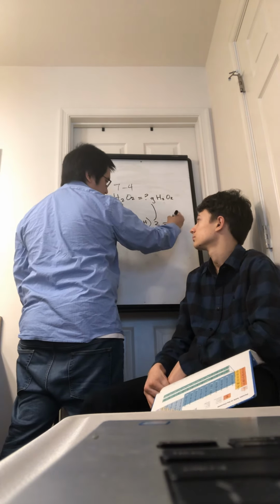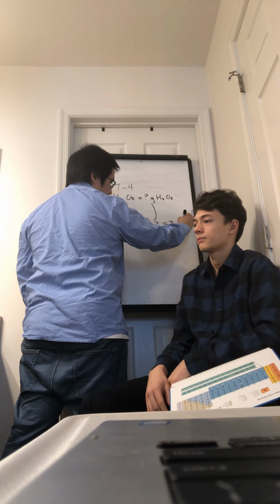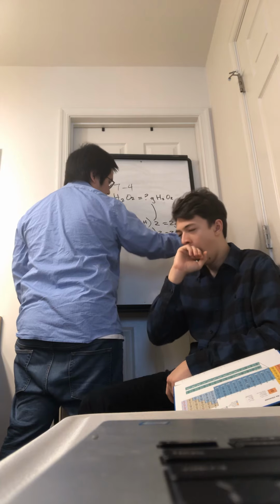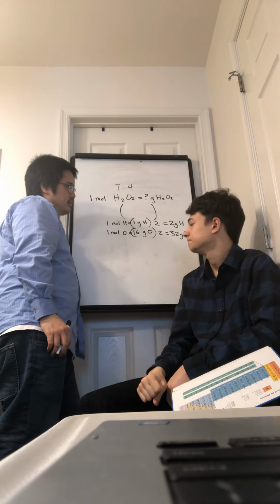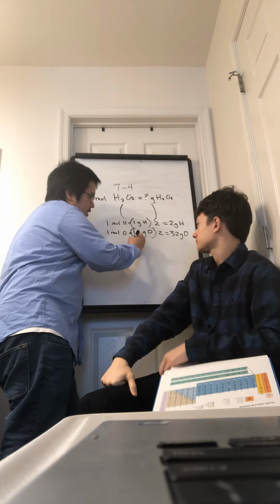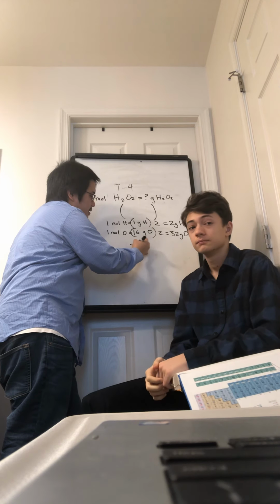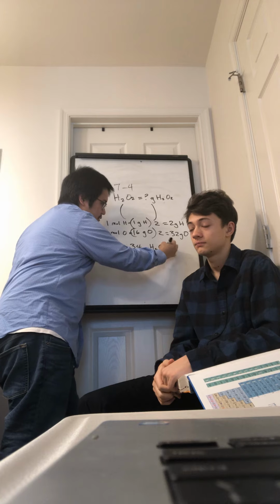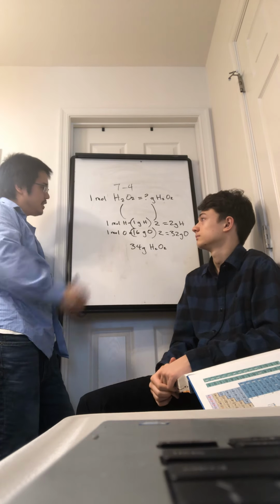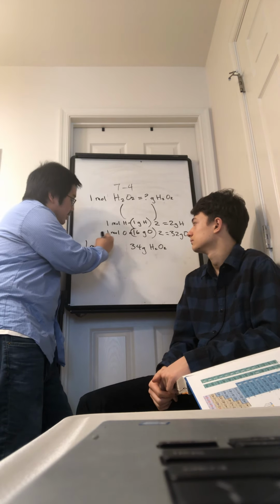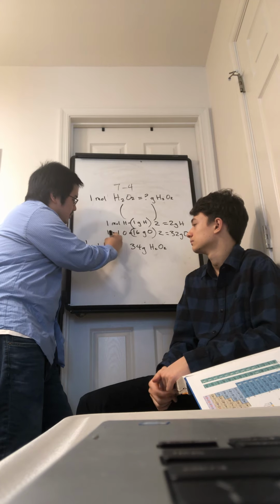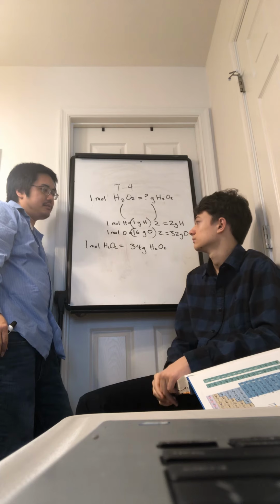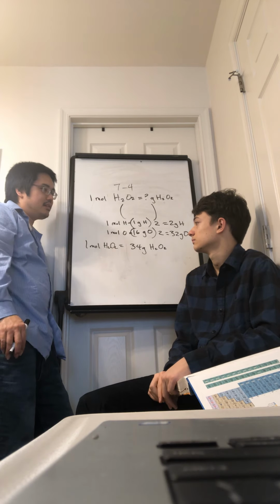So this becomes 2 grams of hydrogen, and this becomes 32 grams of oxygen. Cool? And we'll add them together. And so we get 34 grams of H2O2. So that's your answer. 1 mole of H2O2 is equal to 34 grams of H2O2. That's how you convert that.